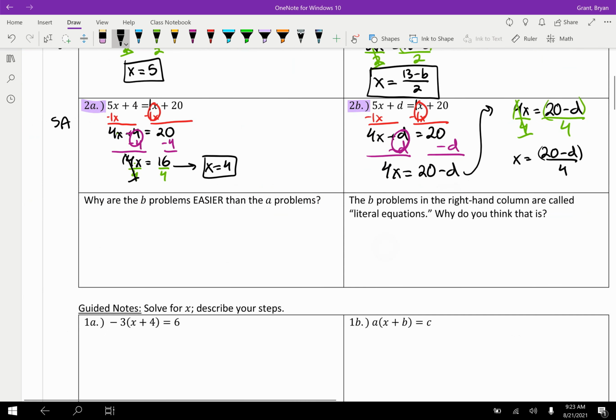So, in conclusion, why do I think the B problems are easier than the A problems? I think the B problems are easier than the A because you actually have to do a little less math, or in particular, we'd probably say less arithmetic.